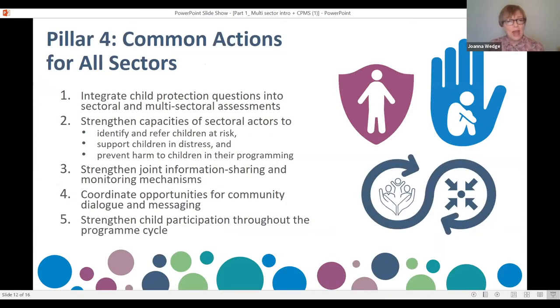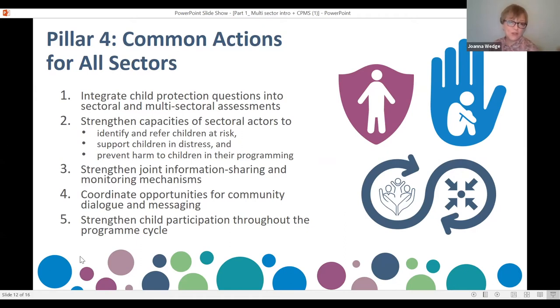So here we come to those common actions for all sectors, and there are five. First, integrating child protection questions into our assessments, both sectoral specific as well as multi-sectoral assessments. We know there has been some progress on this in recent years, and we want to continue to drive that forward over the next period. The second is strengthening the capacities of sectoral actors to identify and refer children who are at risk, to support children they come across who are in distress, and particularly to prevent harm, to do no harm to children within their programming and policies.